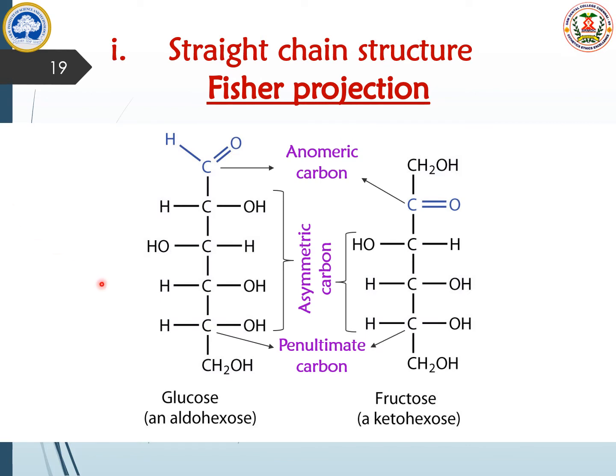This slide shows the Fischer projection of glucose and fructose. Here in the structure of glucose and fructose, the carbons are arranged one after the other as a straight chain. In this open chain structure, each carbon is named with different names. The functional carbon is called anomeric carbon. The carbon at the end is called terminal carbon. The carbon before the terminal carbon is called penultimate carbon. These are all asymmetric carbons because each carbon atom is attached to 4 different groups or atoms. If a carbon is attached to 4 different groups or atoms, it is referred to as asymmetric carbon.